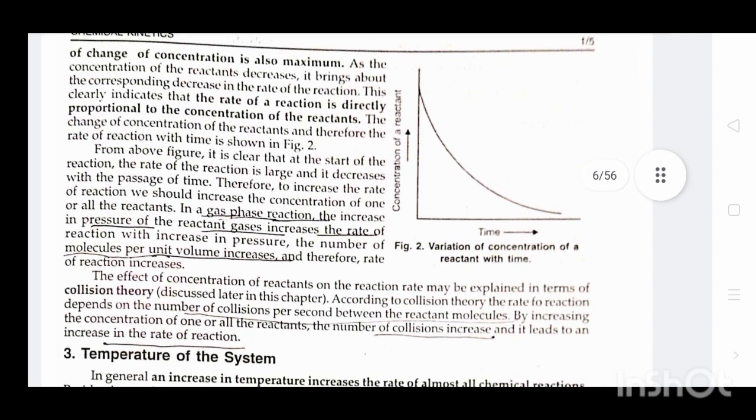From the above figure, it is clear that at the start of the reaction the rate of reaction is large, and it decreases with the passage of time. Therefore, to increase the rate of reaction, we should increase the concentration of one or all of the reactants. In a gas phase reaction, the increase in pressure of the reactant gases increases the rate of reaction. With an increase in pressure, the number of molecules per unit volume increases and therefore the rate of reaction increases.